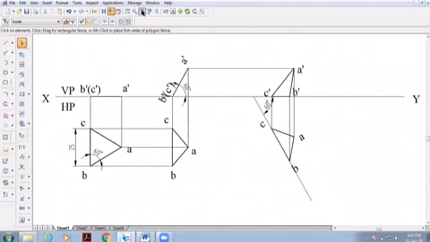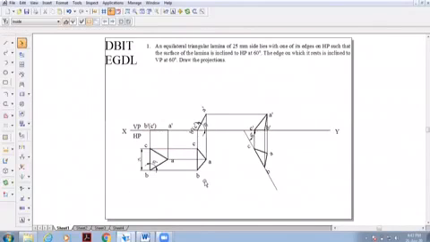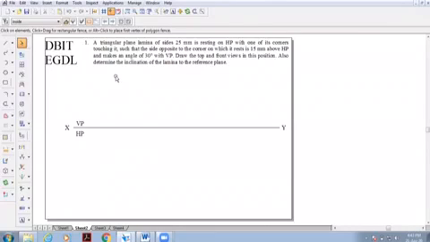Okay. So similarly, you can see the first position, second position, and third position. So let us come to the similar problem, the next problem: a triangular lamina of side 25 mm is resting on one of its corners, such that the side opposite to the corner is 15 mm above HP and makes an angle of 30 degrees with VP. So draw its front and top views in this position and also determine the inclination of the lamina to the reference plane. So here we have to draw the triangle which is resting on one of its corners.